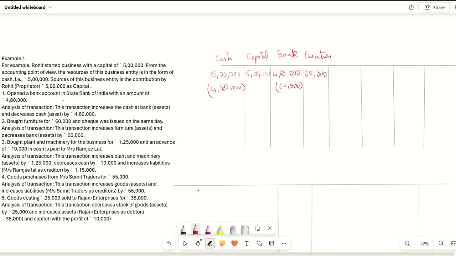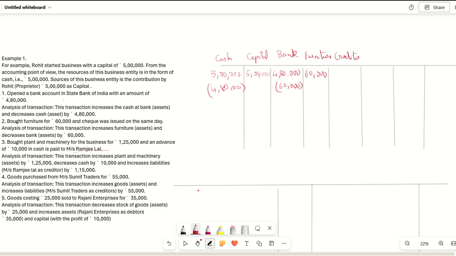Next. Bought plant and machinery for the business for 1,25,000 and an advance of 10,000 in cash is paid to Mr. Ramji Lal. So here you have to observe. He is buying plant and machinery, of which only 10,000 is paid in cash. The rest is a credit purchase. So whenever you find the name of the person, it is a credit purchase. If it is a direct cash purchase, they would have mentioned bought with cash. The name will not be there in the question. So Ramji Lal is a creditor now.